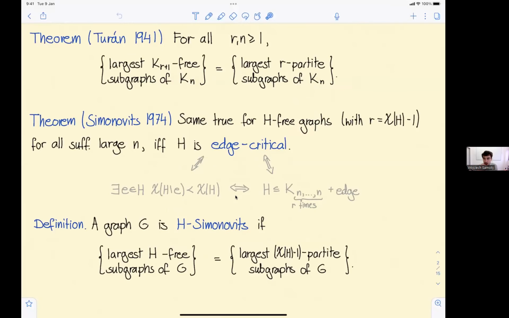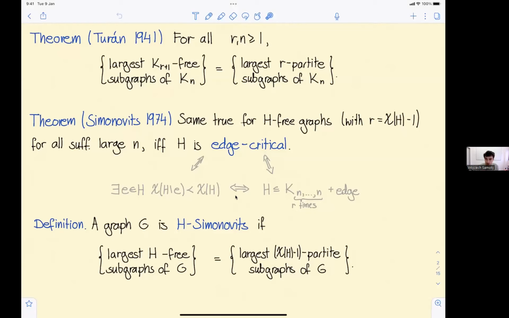You probably all know Turán's theorem, which for every r determines the largest number of edges in a subgraph of K_n, so a graph on n vertices, which doesn't have K_{r+1} as a subgraph. Now, maybe not all of you know, but Turán's theorem actually says something slightly stronger. It says that the largest K_{r+1}-free subgraphs of K_n are in fact r-partite, and the unique maximizer is the balanced r-partite subgraph of K_n, where all the color classes differ in size by at most 1.